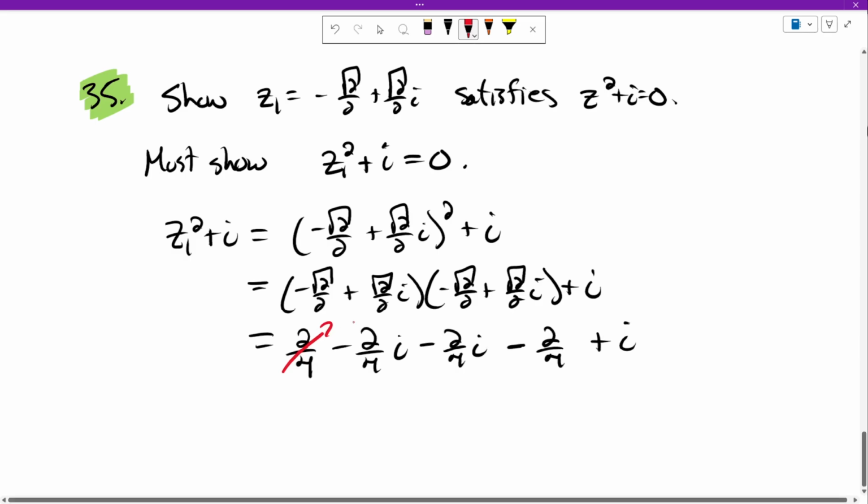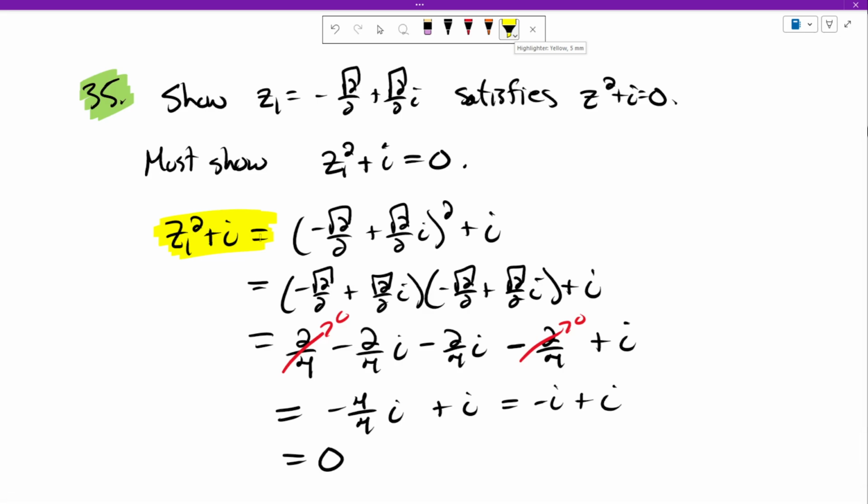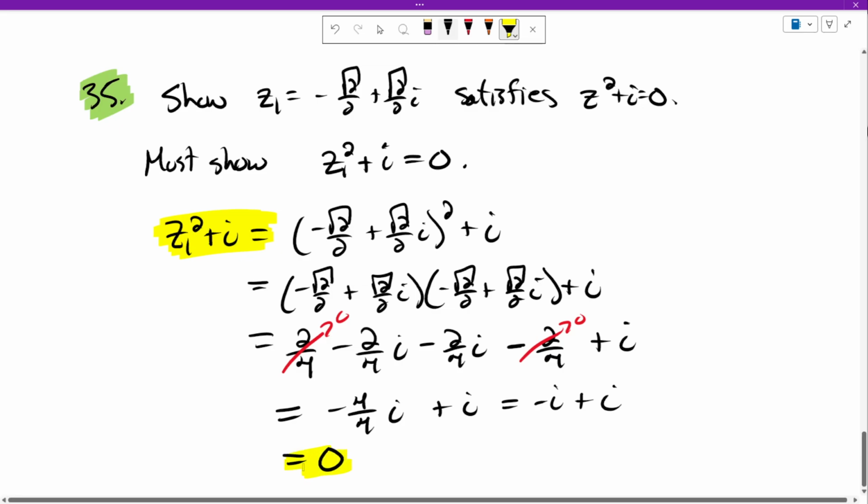The 2/4 here cancels with the negative 2/4 here to give us a 0. And we get negative 2/4 i minus 2/4 i is negative 4/4 i plus i. Negative 4/4 i is, of course, just negative i. And negative i plus i is 0. So if we look at the start of this big computation, we had z1 squared plus i. And if we look at the end of this computation, we have equals 0. So z1 certainly solves that equation.